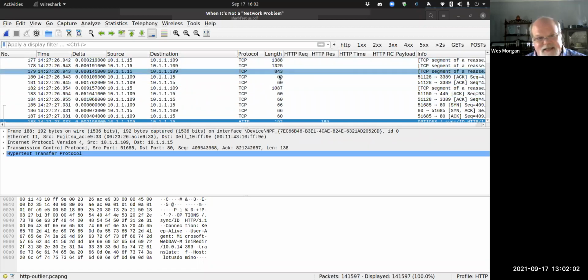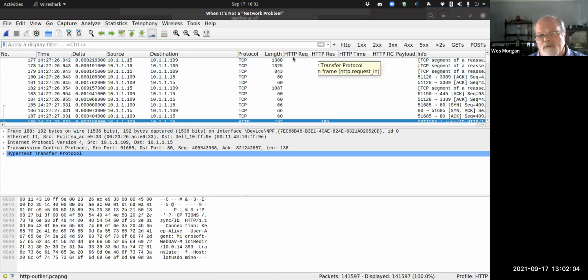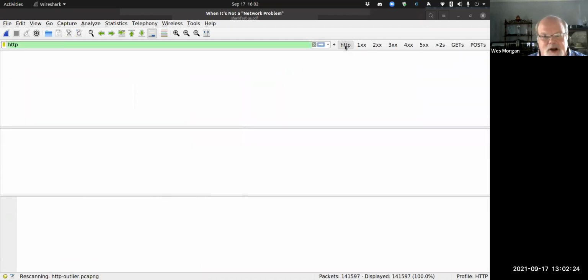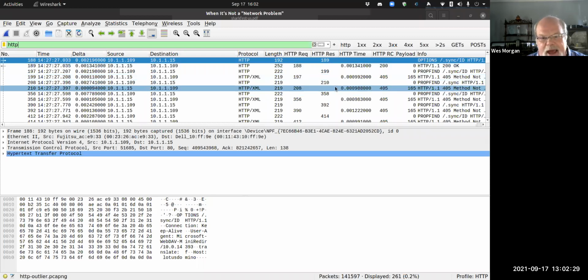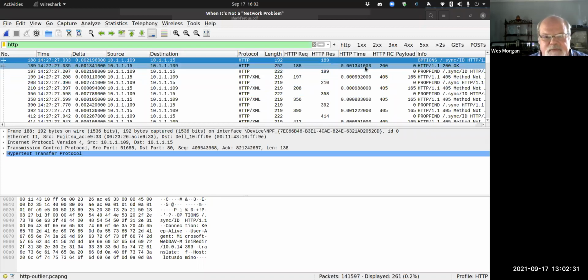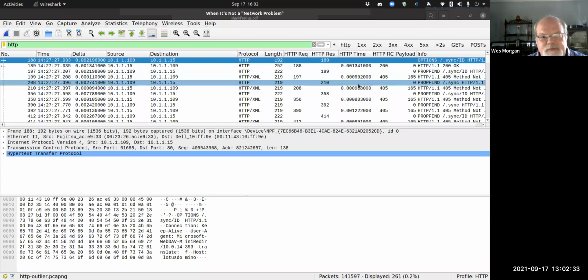I'm going to start. This is the setup I use, by the way, when I'm troubleshooting HTTP. And you can see I've got Delta as a column. I've also got the HTTP request, response, time, return code, and payload size. And a little set of buttons just for dealing with HTTP. So let's start by just looking at HTTP traffic.